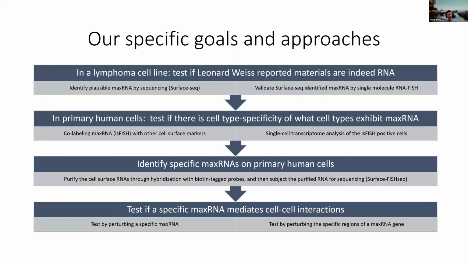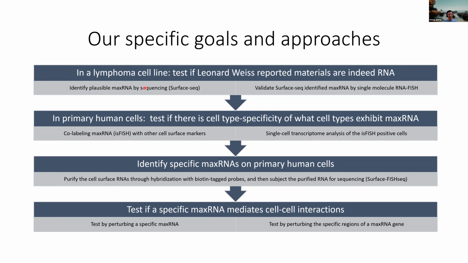So our approach is as follows. First, we wanted to start from a lymphoma cell line to test if Weiss's reported material is indeed RNA. Second, we wanted to test in primary human cells if there is any cell type specificity and what cells present maxRNA. Thirdly, we wish to identify what specific maxRNAs are on primary human cells. And finally, we wish to test if a specific maxRNA mediates cell-cell interactions.